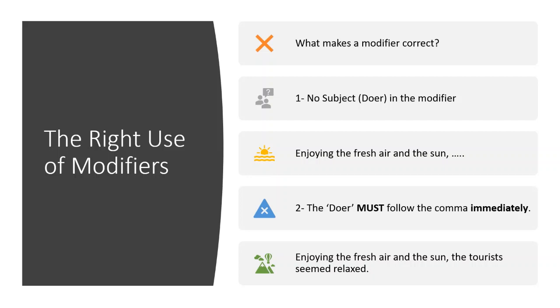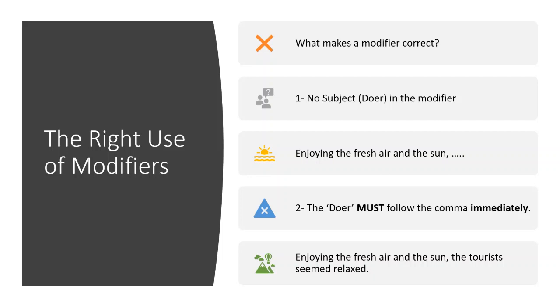Rule number two: when you read the modifier, there is no doer that you can identify by only reading the modifier. Okay? So where should we find the doer of that verb? That is rule number two. It says the doer of the modifier's verb must follow the comma immediately. So the doer must come immediately after the comma. Okay, so the main clause that comes after the modifier must start with the doer of the verb mentioned in the modifier.